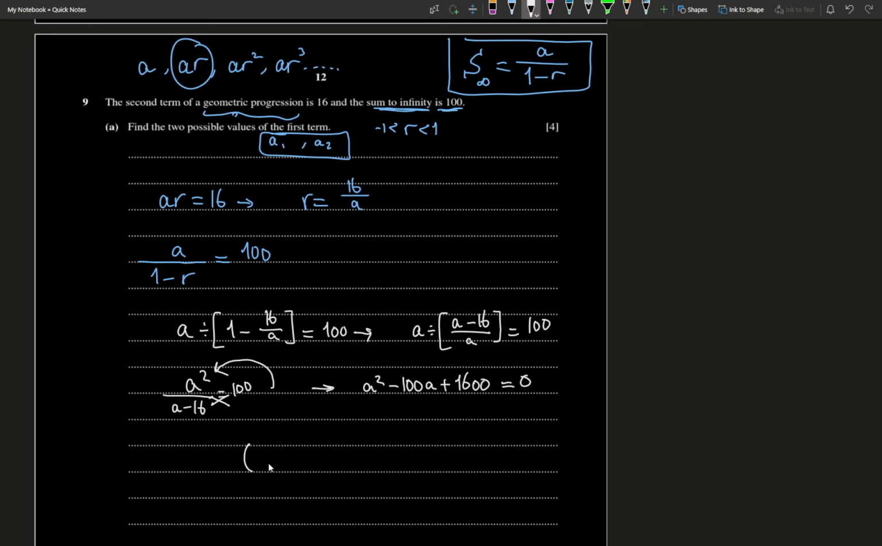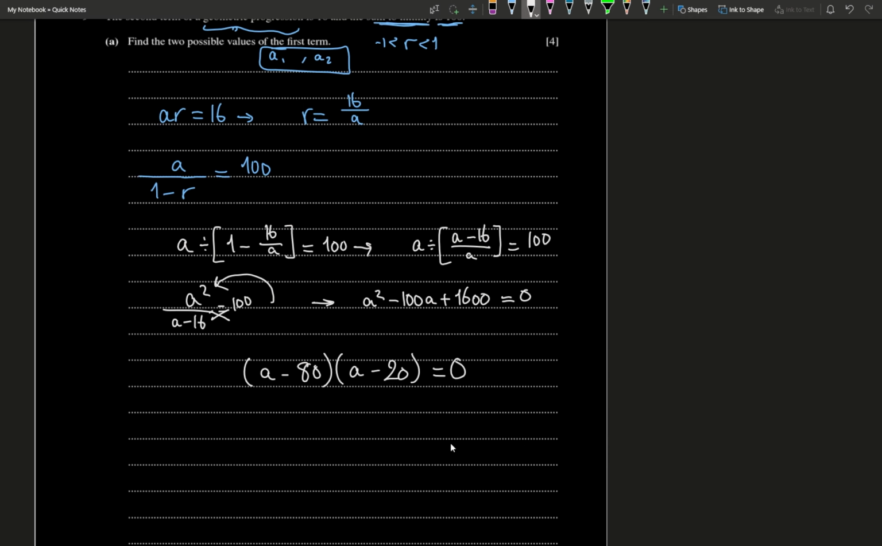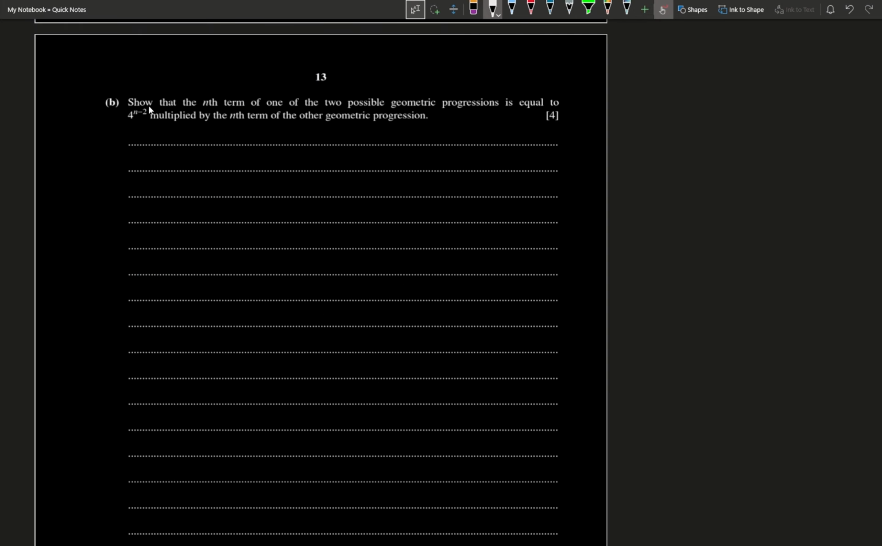We'll end up with A minus 80, that's our first bracket, and our second bracket will be A minus 20, which is equal to 0. Now we have two solutions for A. A can be equal to 80 or A can be equal to 20. These are our two possible values of A. And that's it for the first part.